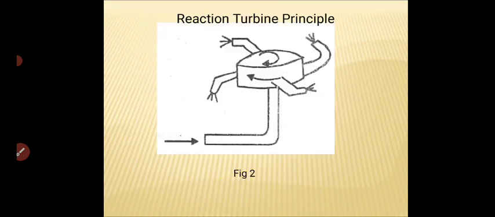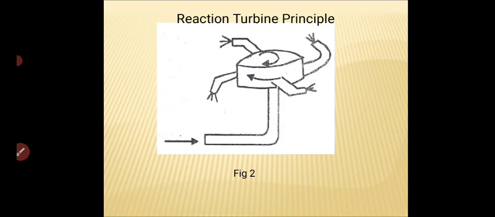The reaction turbine working principle. Okay, observe the diagram, figure number 2. You will get an idea about the reaction turbine working principle. Simply say that the water impinges on the guide blades. After that, it strikes on moving blades. The partial pressure energy of water is converted into kinetic energy, and the remaining pressure energy of water is converted into kinetic energy on the moving blades.